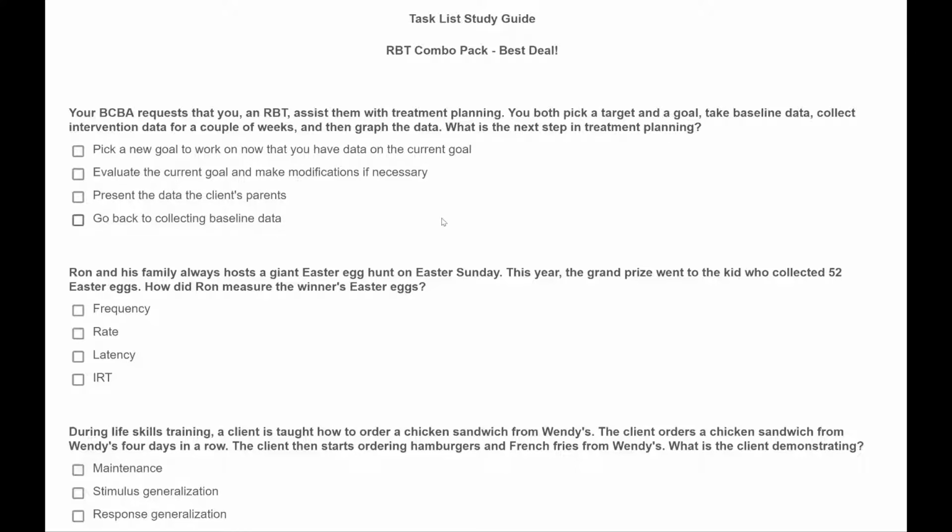What about C, present the data to the client's parents? Possibly, possibly not. That's going to be up to the BCBA, not necessarily part of treatment planning, however. And then D, go back to collecting baseline data. Well, if we have a new intervention, maybe we do that, but we're not going to withdraw this intervention just yet. First, we're going to evaluate what we did collect on the current goal and then make the required modifications if necessary.